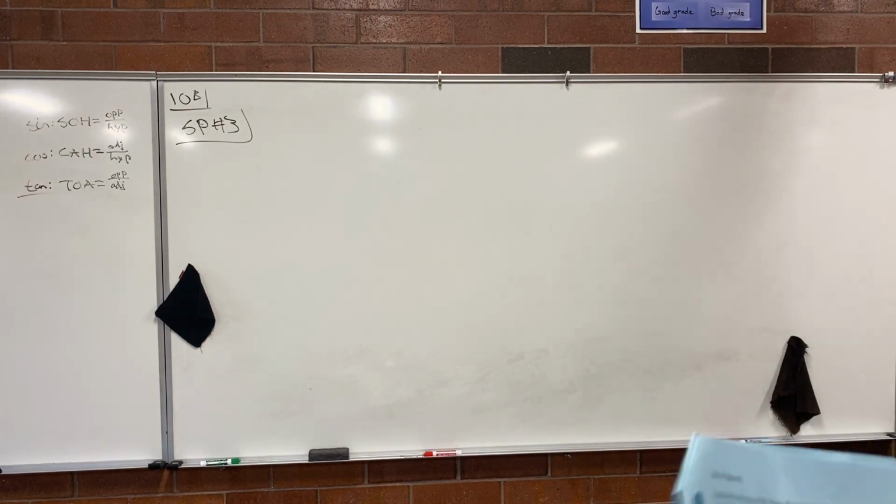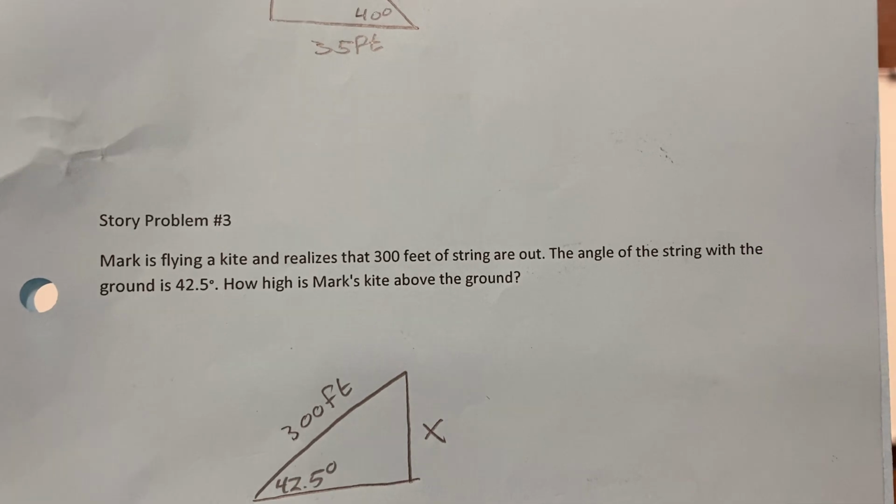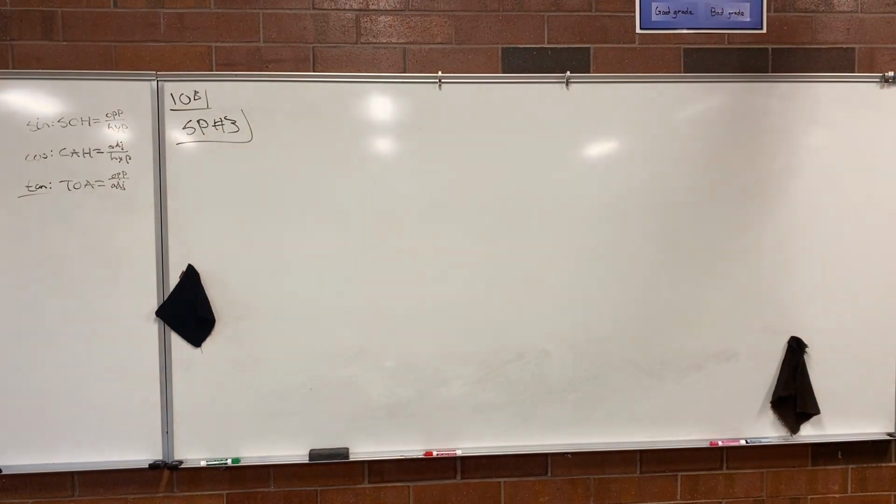This is about Mark. Maybe this is Mark Dawson from 3rd period. Mark, did you fly a kite and realize that 300 feet of string are out? The angle of the string to the ground is 42.5 degrees. How high is Mark's kite above the ground?